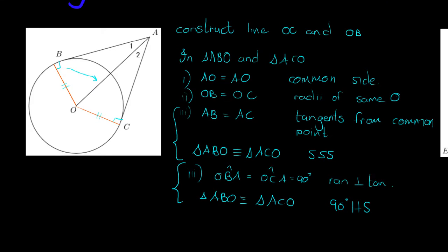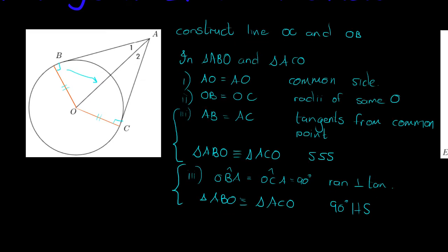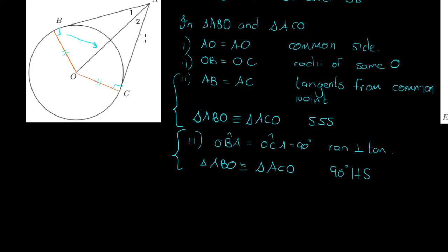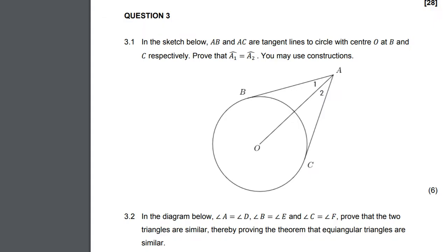But I'm not done, because that wasn't the question. The question wasn't to prove they're congruent. The question was to prove A1 is equal to A2. Therefore, A1 is equal to A2 from congruence. Or you could have just quoted this again. Okay, so that's the first question.